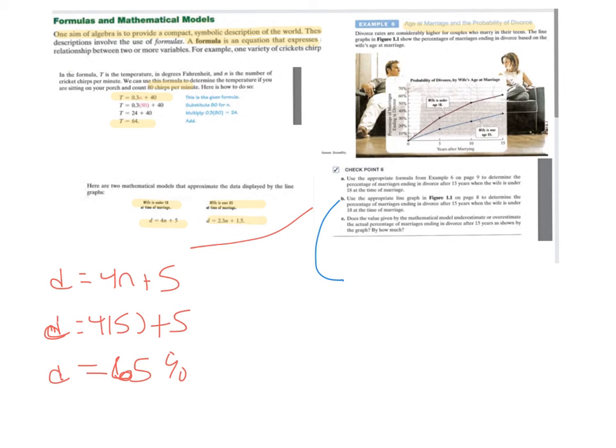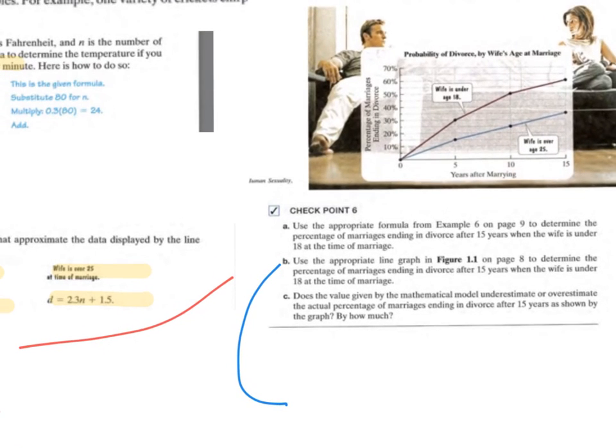B says, use the appropriate line graph in 1.1, page 8, to determine the percentage of marriages ending in divorce after 15 years when the wife is under 18 at the time of marriage. So we'll go to the graph then, and find the percentage of marriages ending in divorce after 15 years for under 18, which is the red line. It looks like it says about 60%. About 60%.